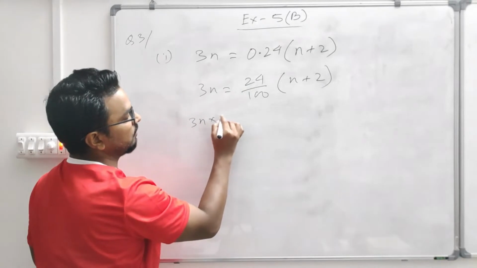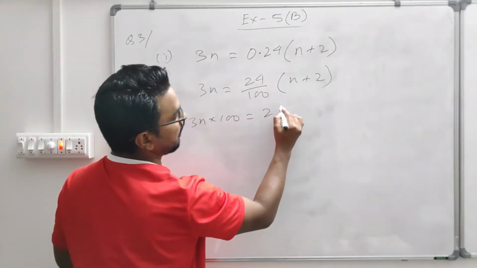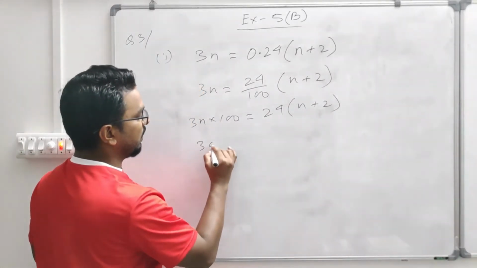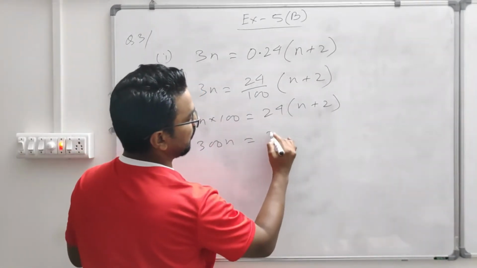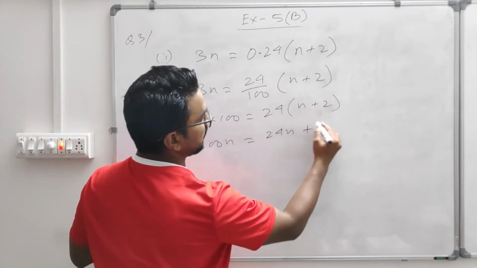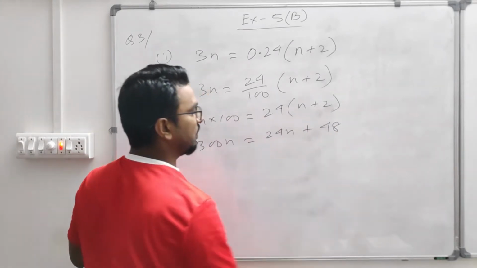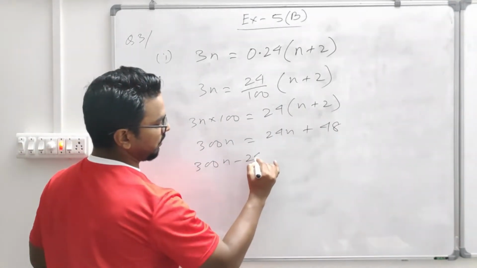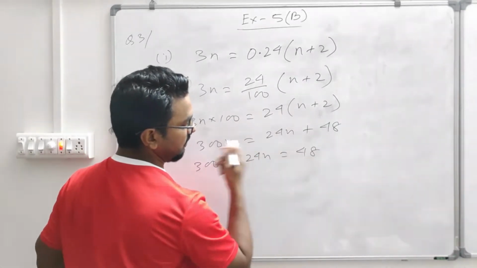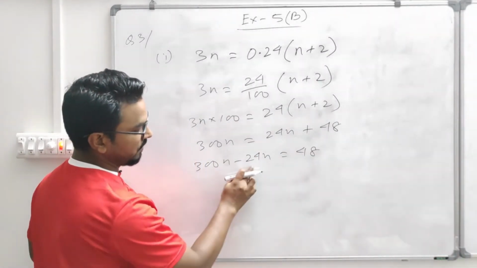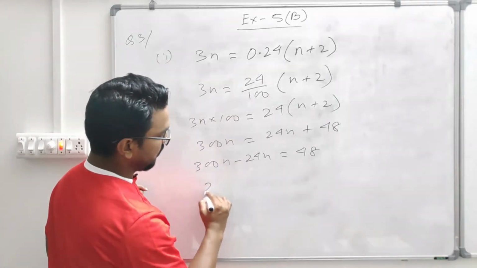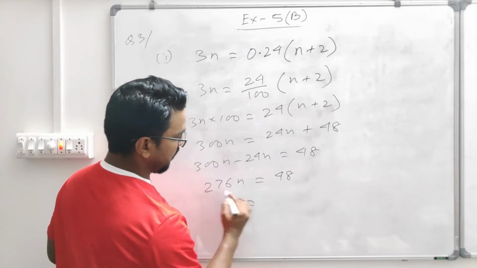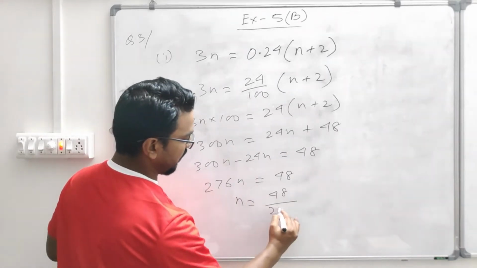So 3n into 100, and what will remain here? 24, n plus 2. Now you multiply. So this will become 300n, and this will become 24n plus, if you multiply, it will become 48. Okay. Now bring this one to the left hand side. So 300n minus 24n equals 48. Fine. So if you subtract, how much we will get? We will get 276n, and here 48.